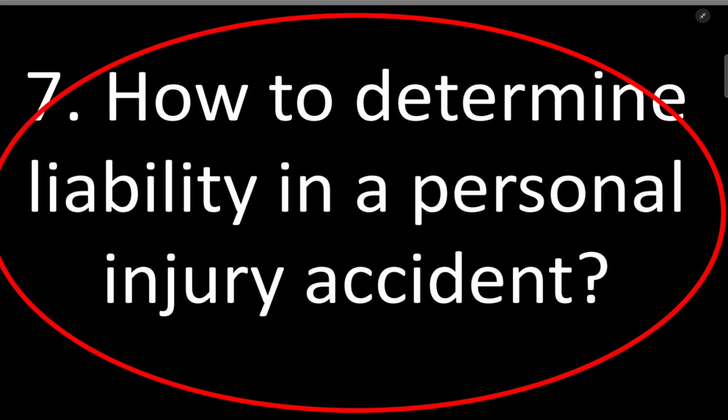Liability is the legal responsibility for the harm caused to another person. In personal injury cases, the person found liable must compensate the injured party for their damages, which might include medical expenses, lost wages, pain and suffering, and other losses. Now, let's walk through the key steps involved in determining liability in a personal injury accident.